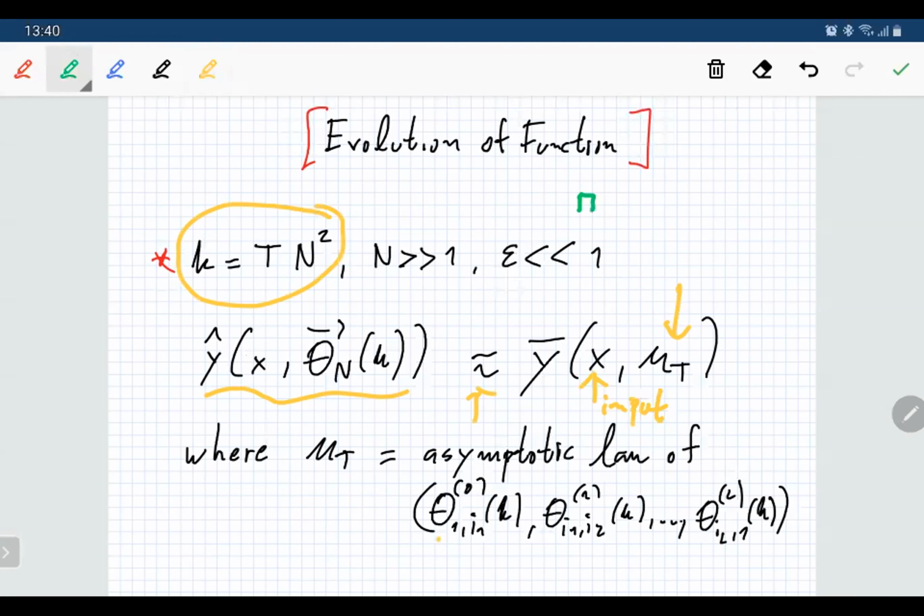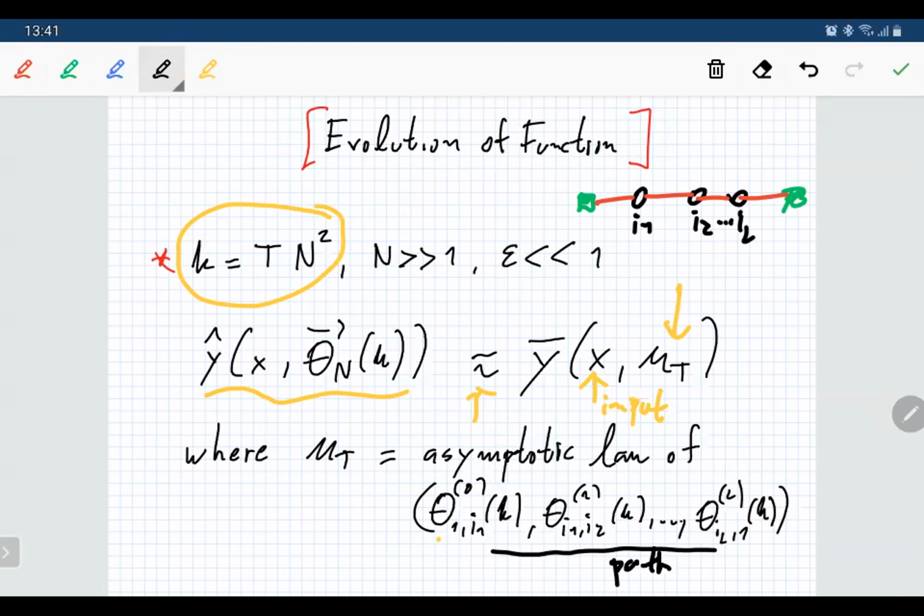So what am I saying here? I'm saying that if you look at a network, these are like a path in the network. So you have neurons and, sorry, let me erase one here. And this. So I'm looking at the weights along the path. I chose one path here, from input to I1 to I2, maybe I need some dots here, IL, and then I have the output. I look at the weights along a path. These weights have a certain asymptotic law, which does not depend on which path I took. And the asymptotic law of these weights determines my loss at time t times n squared.